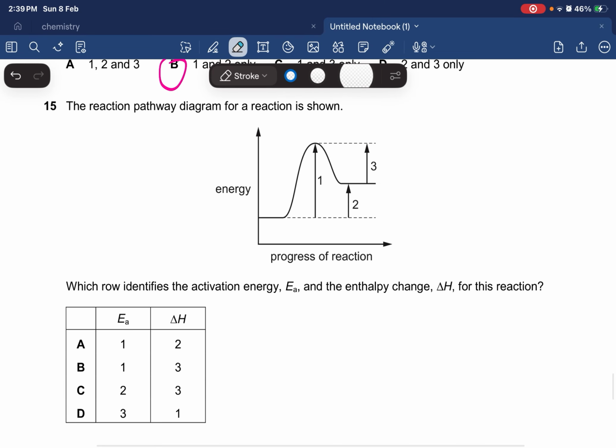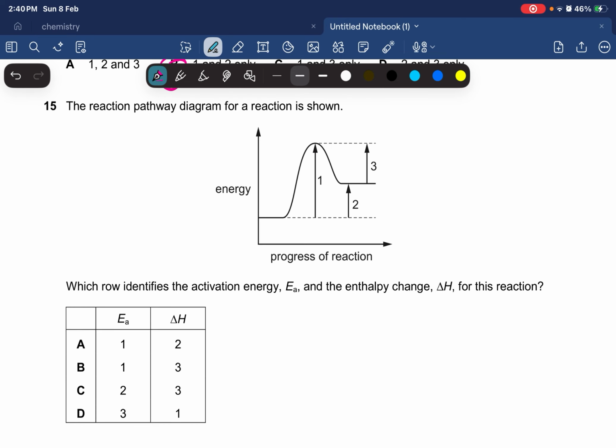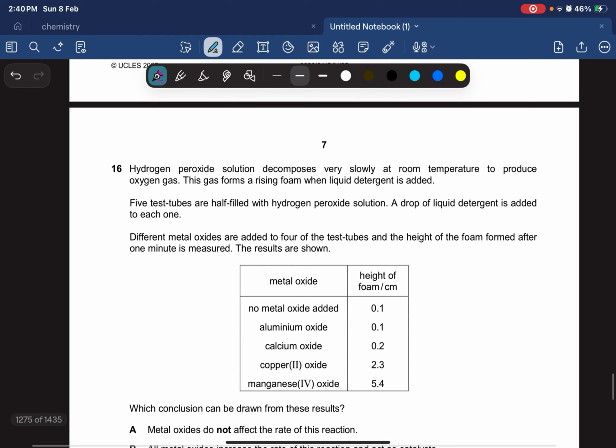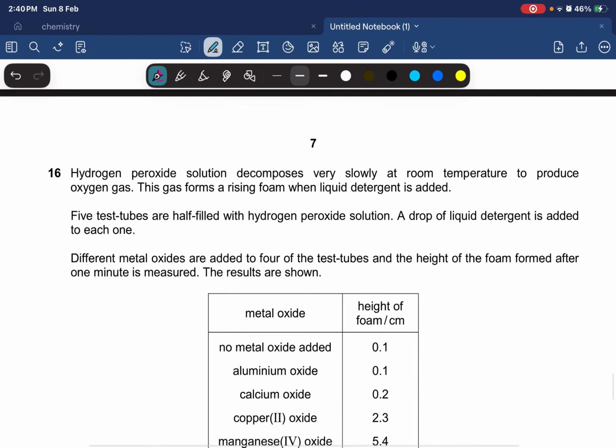The reaction pathway diagram for a reaction is shown. Which row identifies these are the reactants, these are the products. This is an endothermic reaction because the products are more energetic than the reactants. In endothermic, this is the activation energy from the reactants to the peak. Delta H is from the reactants to the products and it's positive. I guess easy paper. It's a very easy paper. There's no technical side to it. Very easy, straightforward questions that you guys have done.